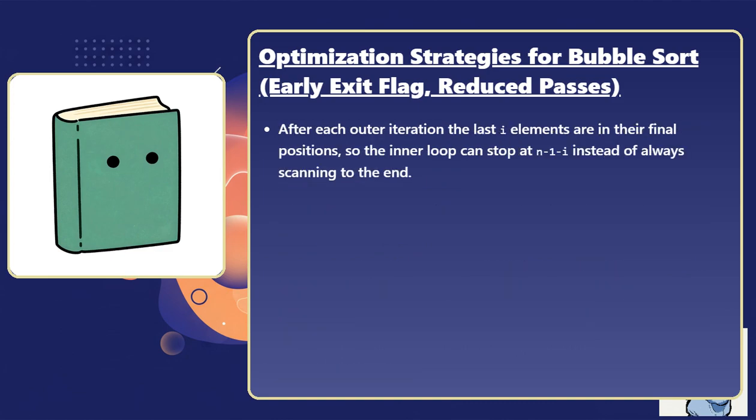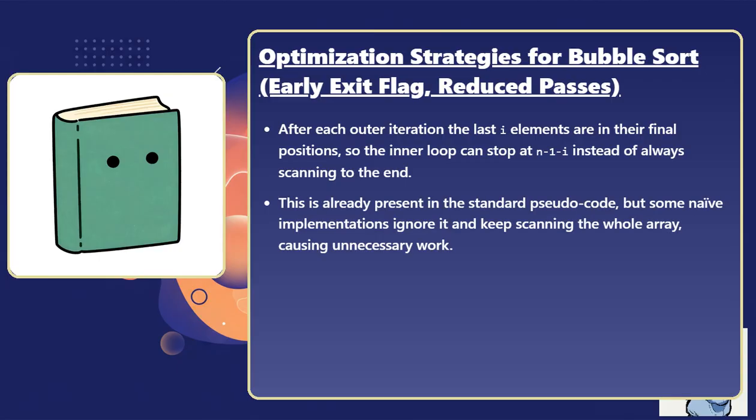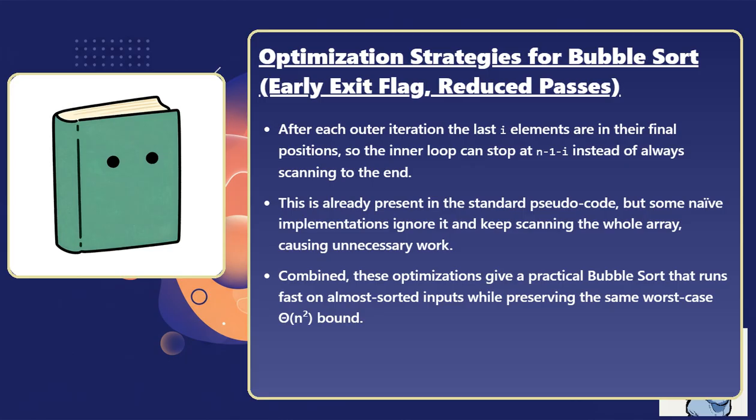Reduced pass length. After each outer iteration, the last i elements are in their final positions, so the inner loop can stop at n-1 minus i instead of always scanning to the end. This is already present in the standard pseudocode, but some naive implementations ignore it and keep scanning the whole array, causing unnecessary work. Combined, these optimizations give a practical bubble sort that runs fast on almost sorted inputs, while preserving the same worst-case theta of n squared bound.